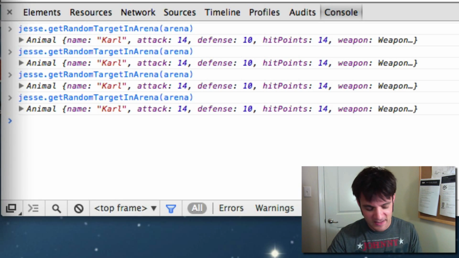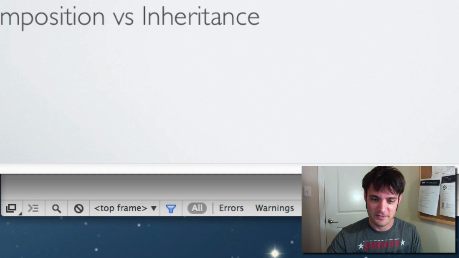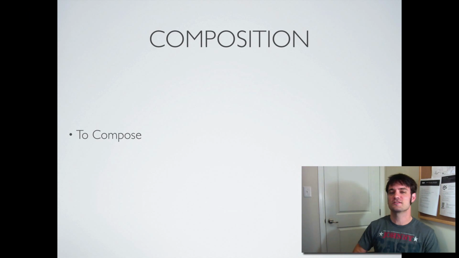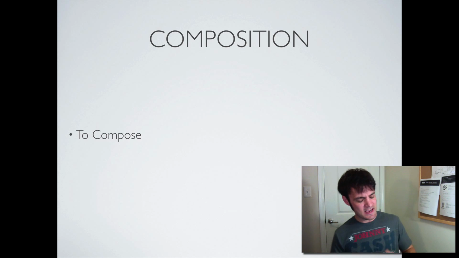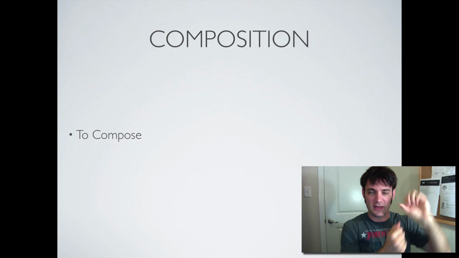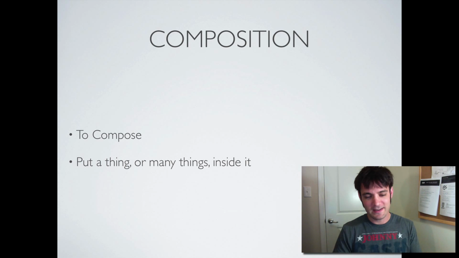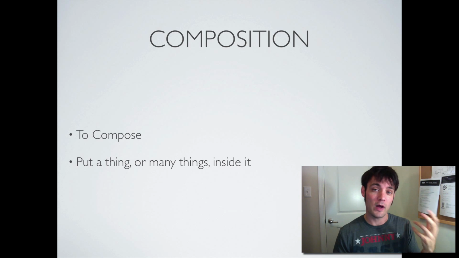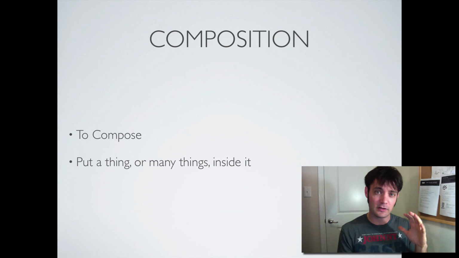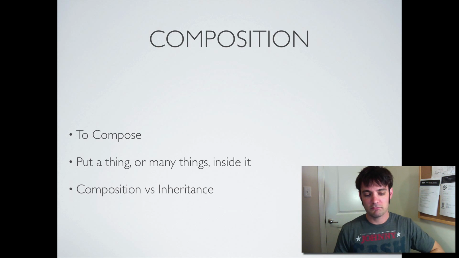So now that you understand the basics, let's talk about composition. And it's going to be really quick, I promise. You're going to love how quick it is. So composition means to compose. That means taking something and putting it inside of another thing, okay? So you're putting a thing or many things inside of it. In our case, we've already done it. We had a sword class or weapon class that we put inside of our gladiator class. That's composition.